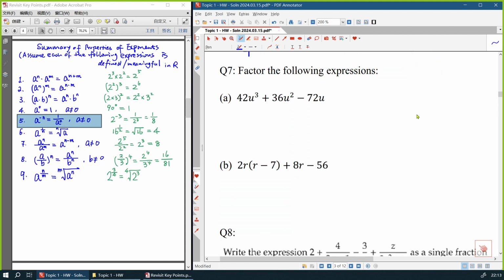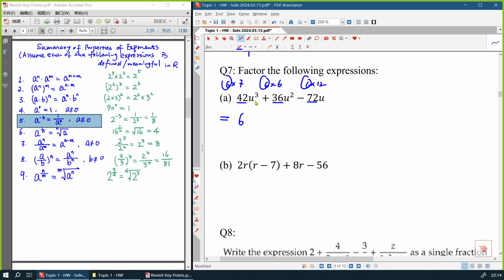Okay. And next one, factor the following expressions. First of all, we can put the greatest common factor in front. First, let's check these numbers. 42 is 6 by 7, right? 36 is 6 by 6. 72 is 8 by 9, and 8 by 9 is actually 6 by 12, right? So all of these numbers have a common factor 6, so we can put a 6 in front, right?